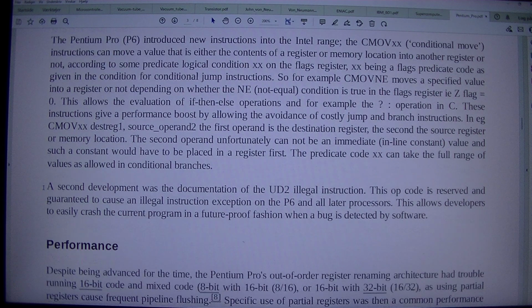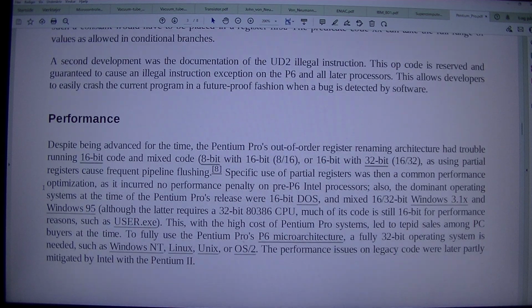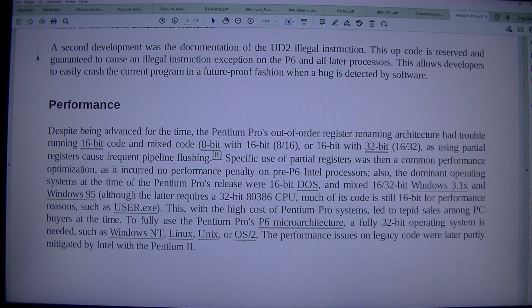A second development was the documentation of the UD2 illegal instruction. This opcode is reserved and guaranteed to cause an illegal instruction exception on the P6 and all later processors. This allows developers to easily crash the current program in a future-proof fashion when a bug is detected by software.